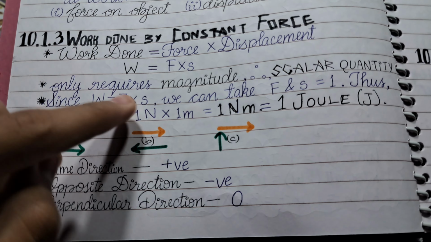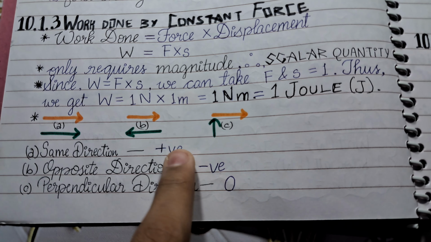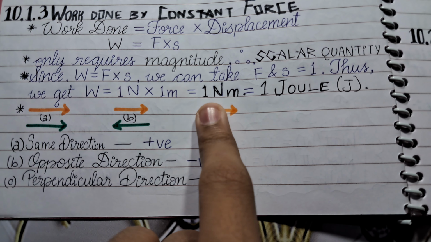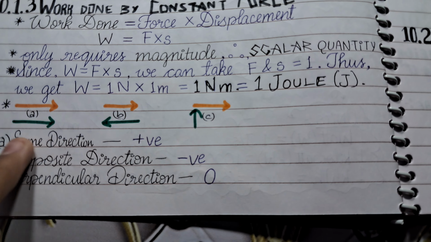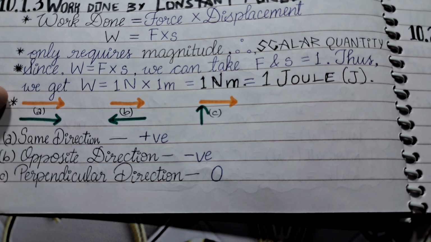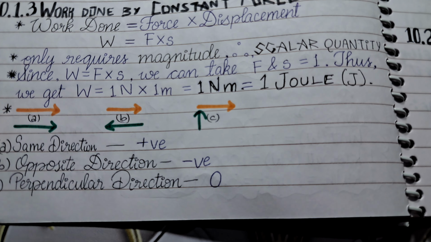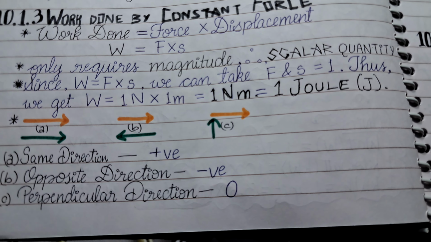Since W is equal to F multiplied by S, we can take F and S as 1. Thus, we get the unit as 1 Nm, meaning 1 newton meter, and the SI unit is 1 joule. Then these are the same positive, negative, and zero work. When it is in the same direction, it is positive, opposite, negative, and perpendicular, zero.